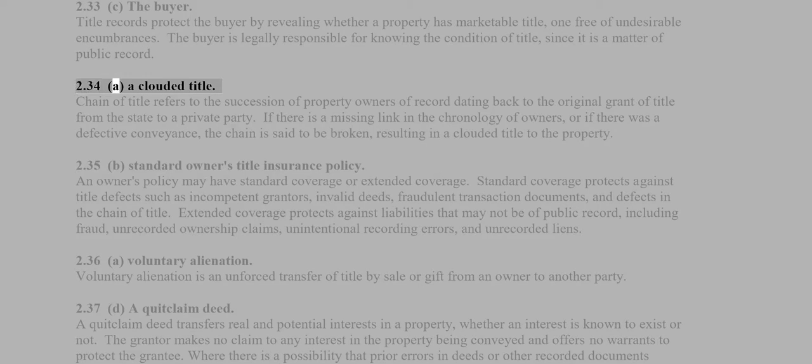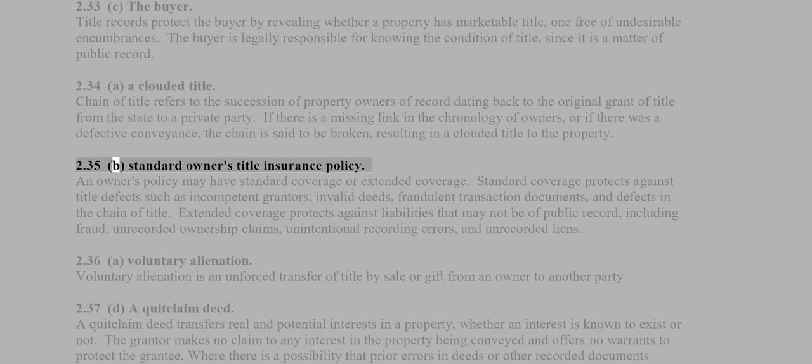2.34 a. A clouded title. Chain of title refers to the succession of property owners of record dating back to the original grant of title from the state to a private party. If there is a missing link in the chronology of owners, or if there was a defective conveyance, the chain is said to be broken, resulting in a clouded title to the property.